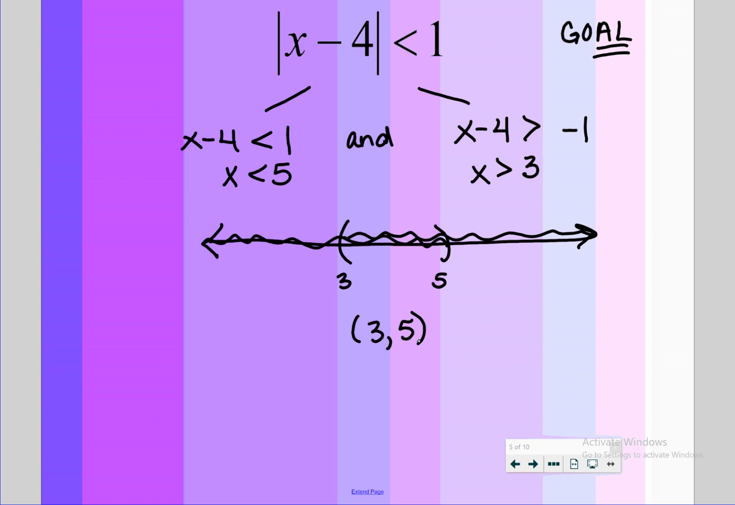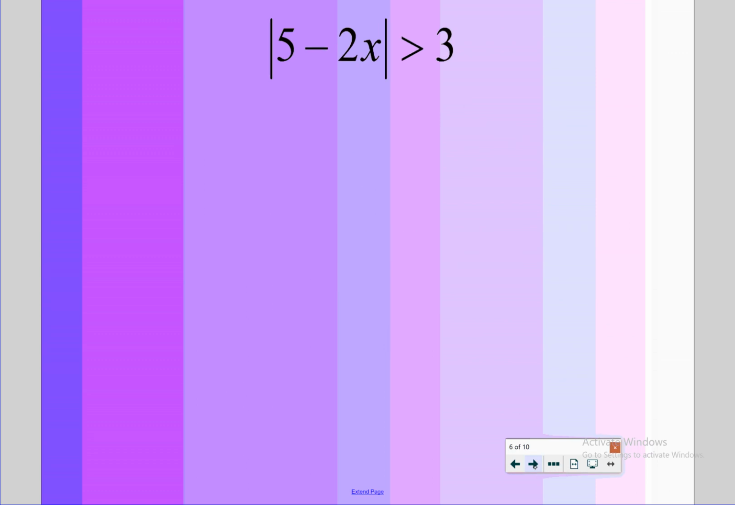Okay. You can check this answer too. You can pick a number in this range. Like if I pick 4, plug it back in, make sure I get a true statement when I plug it back in. So that's always something, if you have extra time, you can kind of spot check it a little bit. All right, let's try another one.